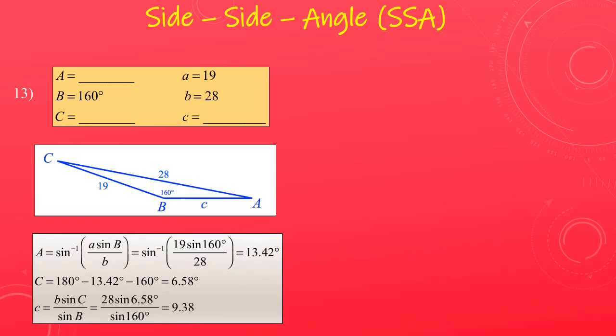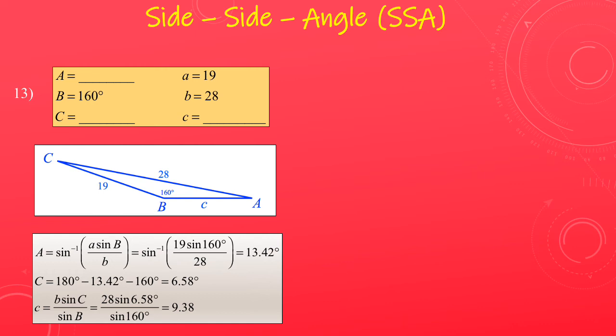We now need to use the law of sines to get angle A, as we have the complete B family and only half of the A family. So using little a over sine of A is equal to little b over sine of B, we get angle A is equal to the inverse sine of little a sine B over b. And therefore, that is equal to the inverse sine of 19 sine of 160 degrees over 28. And we get 13.42 degrees.